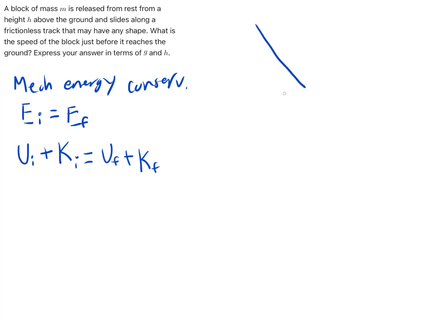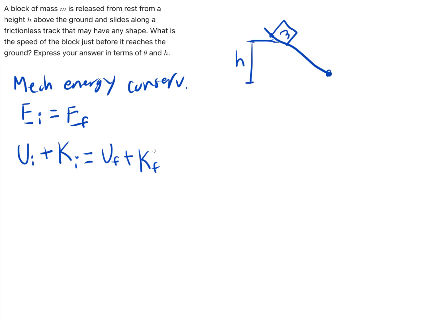So it does say a frictionless track of any shape, but for now let's assume it looks something like this. So let's say that we have this block of mass m, and it gets released and slides down from this point down to that point. And this height is given by h.